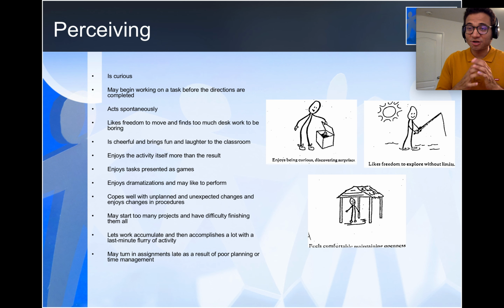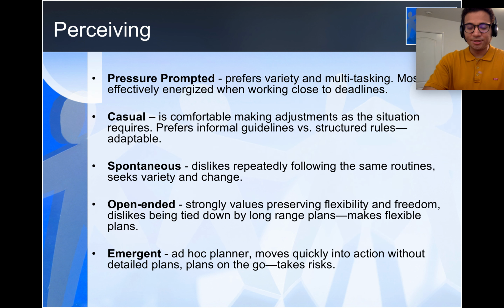Enjoys being curious, discovering surprises. Likes freedom to explore without limits. Feels comfortable maintaining openness. If you'll recall the other one, the J, likes closure. This one's comfortable with openness. And here's some salient traits for perceiving. Prefers variety and multitasking. Most effectively energized when working close to deadlines.